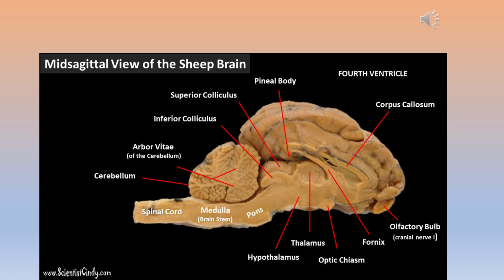So in this mid-sagittal section, you can see the gray matter of the cerebellum. What they have pointed to here is the white matter. If something is white, that means it is myelinated. Myelin is white. So we have the myelinated fibers of the cerebellum called the arbor vitae, translated trees of life.